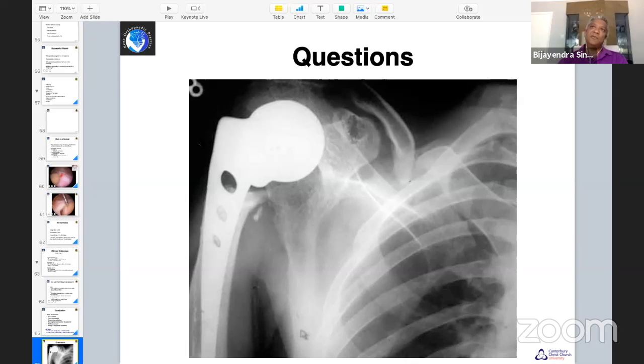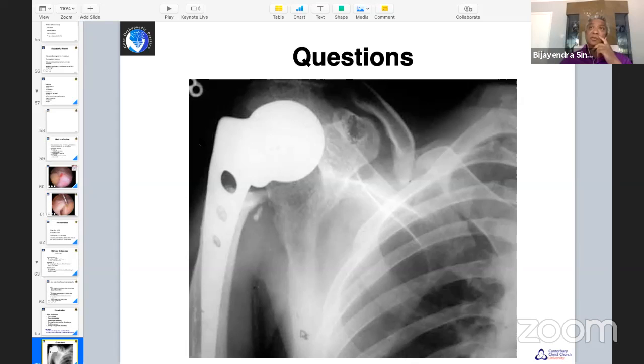So they are good for pain relief, whatever you do, except for tendon transfers, I guess, which will help with the movement as well. So whether you do a superior capsular reconstruction type of procedure, whether you use an allograft or an autograft, they are all designed mainly to help with the pain.